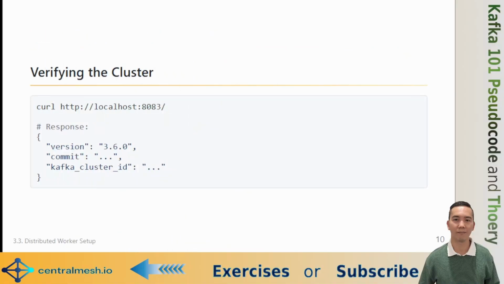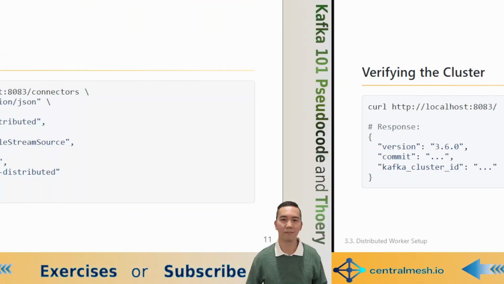Once your workers are running, it's a good idea to verify the cluster is healthy. You can send a simple GET request to the REST API on any worker. If everything is working correctly, the worker responds with information such as the Kafka Connect version, commit ID, and the Kafka cluster ID. Receiving this response confirms that the worker is running and communicating with the Kafka cluster.